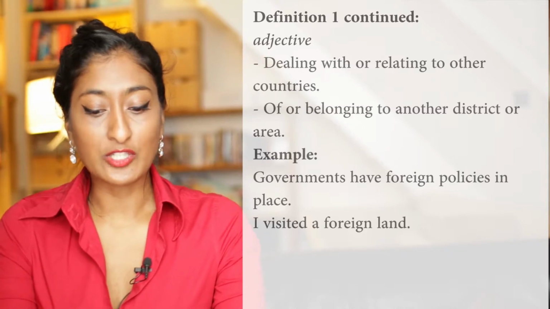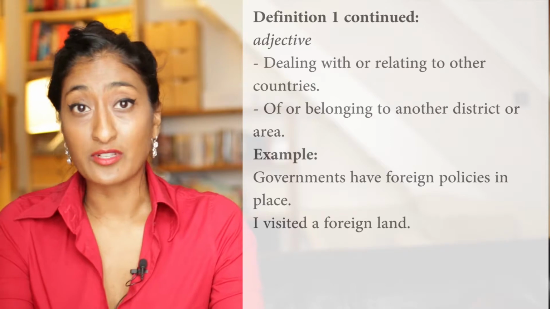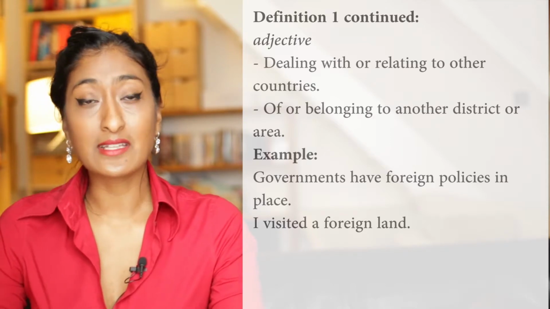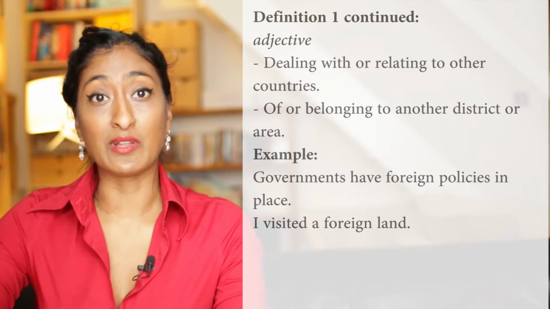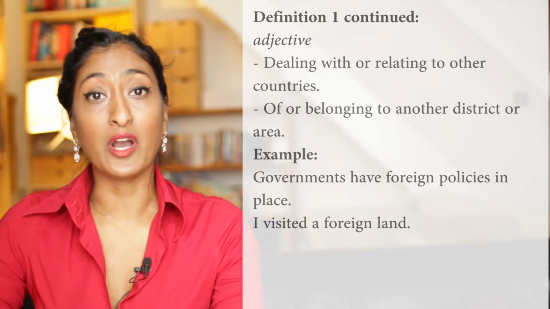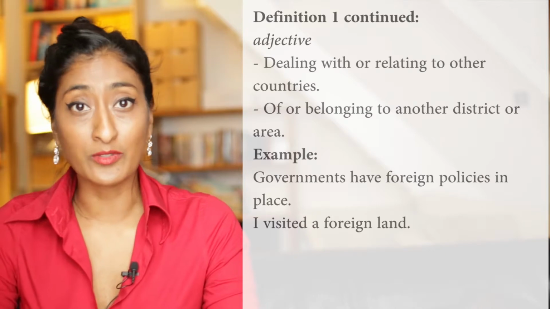Of or belonging to another district or area is yet another way. For example, when we say, I visited a foreign land, that means that now I am going to a land or a country that is belonging to someone else. That is, I am going to another country or land that does not belong to my own country.